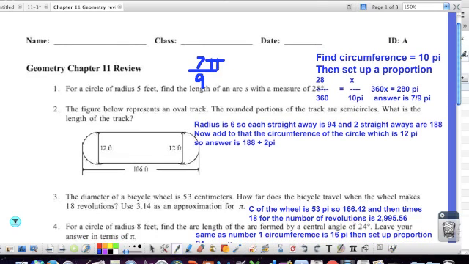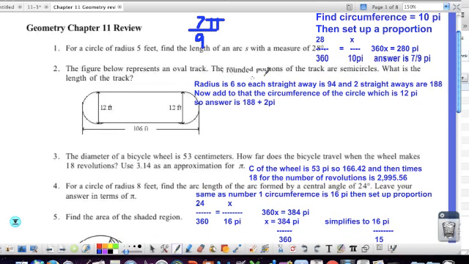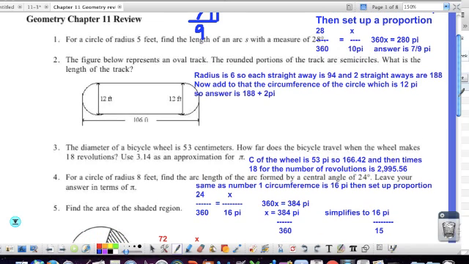For problem number 2, the figure below represents an oval track. The round portions of the track are semicircles. What is the length of the track? Once again, they don't tell you what to use for pi, so we're just going to leave it in terms of pi. The radius is 6 feet. So 6 feet here and 6 feet here, to get just the straightaway, you're going to do 106 minus 12, which is 94. There's two straightaways, so that becomes 188.